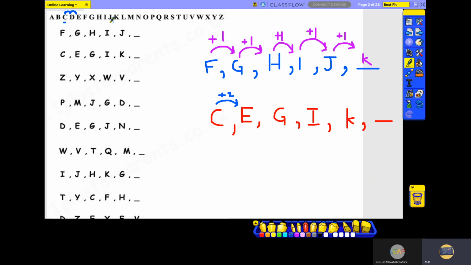+2, and then E to G. So you got 1, 2. Oh, again 2. Okay, so +2 again, and from G to I, 1, 2, +2 again, and then most likely it will stay the same, but it's always good to just double check and see. So you've got 1, 2 again, which is a +2. Therefore, to find the missing letter, you need to follow the pattern, which is +2 again from K. So when I +2 from K, you got 1, 2, and that gives us M.